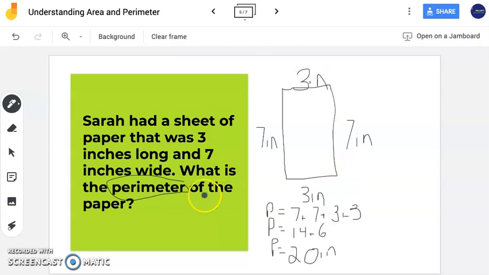Notice I also redrew this rectangle here. I wrote out my work. You're going to need to write out your work today, especially to help you through these problems. Make sure you're always reading the problem. It says, what is the perimeter of the paper? And I'm confirming that I did answer the question. I found that the perimeter is 20 inches.